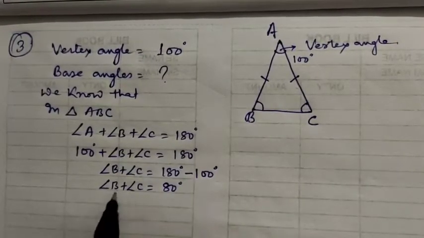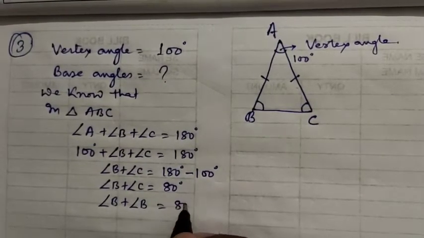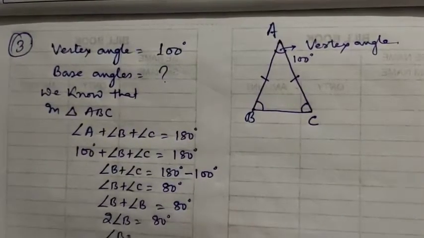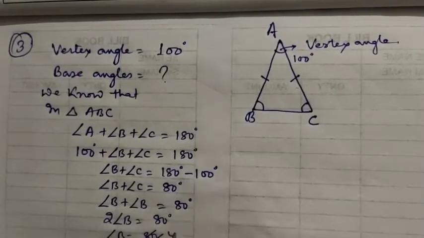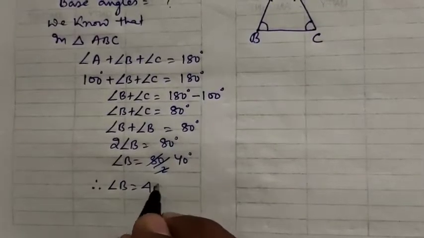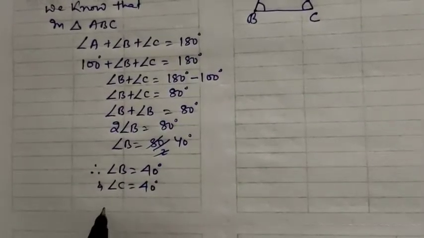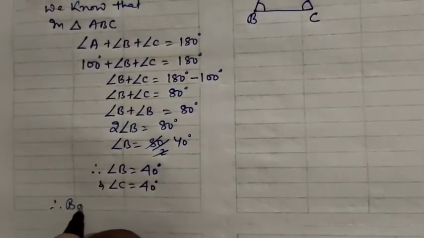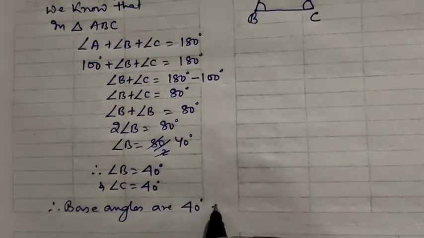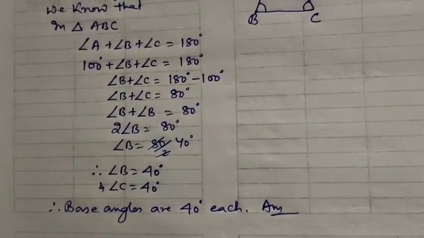Now we know that angle B and angle C are equal. So we will replace it: twice angle B is equal to 80 degree. Angle B is equal to 80 by 2, that is 40 degree. Therefore angle B is equal to 40 degree and angle C is also equal to 40 degree. Question has asked us about base angle. We will write, therefore base angles are 40 degree each. This will be our answer. Hope that this question is clear.